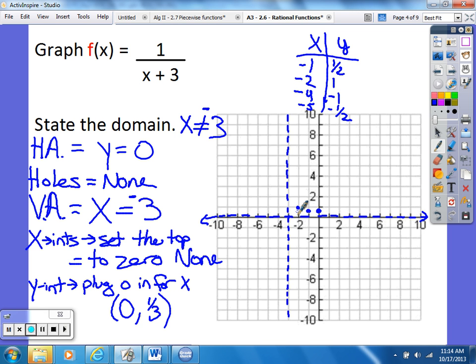If I plug in -2.5, by the way, I'm going to get even closer to this line. If I plug in -2.99999, I'm going to get really close to this line. Does that make sense? So instead of making you plug those numbers in, though, we're just going to know that they get really close. So now I'm going to draw my graph for this half.